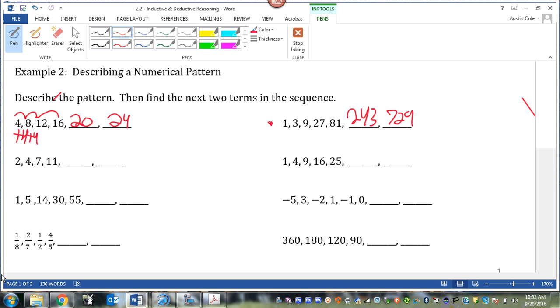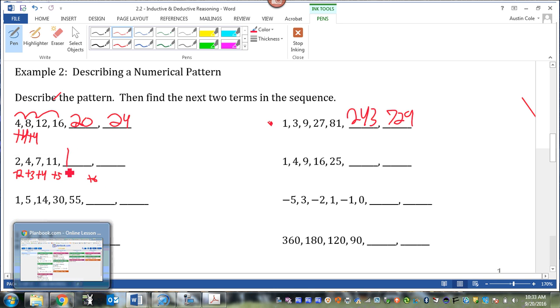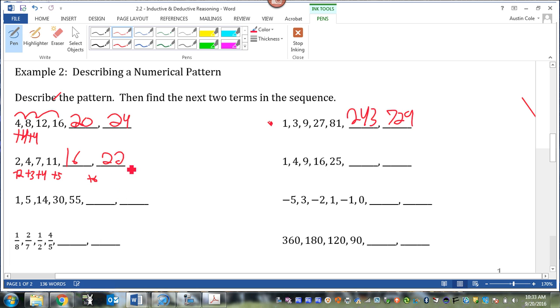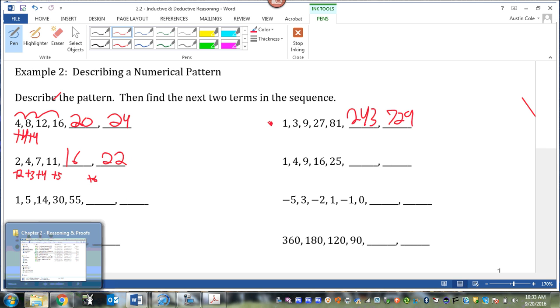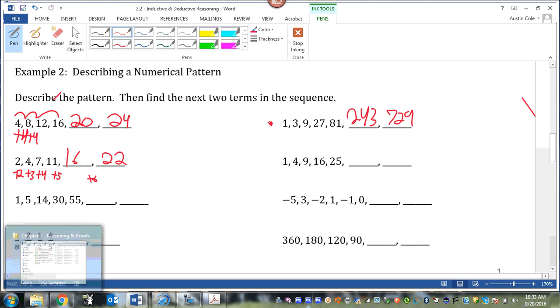Okay, this next one. Somebody give me the pattern. It goes up by 2 and then 3 and then 4 and then 5 and then 6. Okay, so the next 2 numbers should be 16, 22. Exactly right. 1, 4, 9, 16, 25.